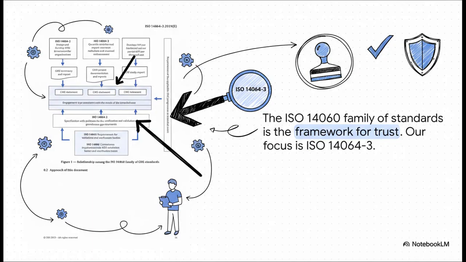The solution, you see, is this whole ISO 14060 family of standards. Part 1 tells an organization how to count its emissions. Part 2 is for projects. But our focus, our world, is right here on ISO 14064-3. This is the rule book for us, the verifiers and validators. It's the standard that governs exactly how we provide that independent stamp of credibility.